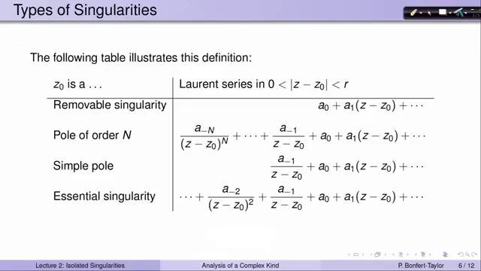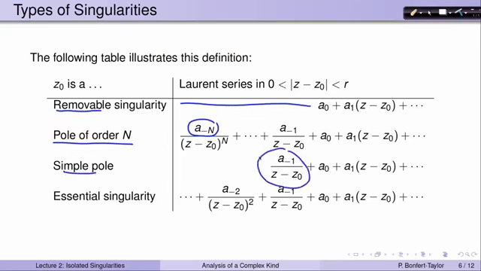So here again, a table that illustrates the definition. We say that z0 is removable if I have no negative powers of z. It's a pole of order n if the most negative power of z minus z0 is z minus z0 to the minus n. We say it's a simple pole, a special case of a pole, if the order of the pole is actually 1. So the term furthest to the left is the a minus 1 term. And the singularity is essential if I have infinitely many terms that have negative powers of z minus z0.